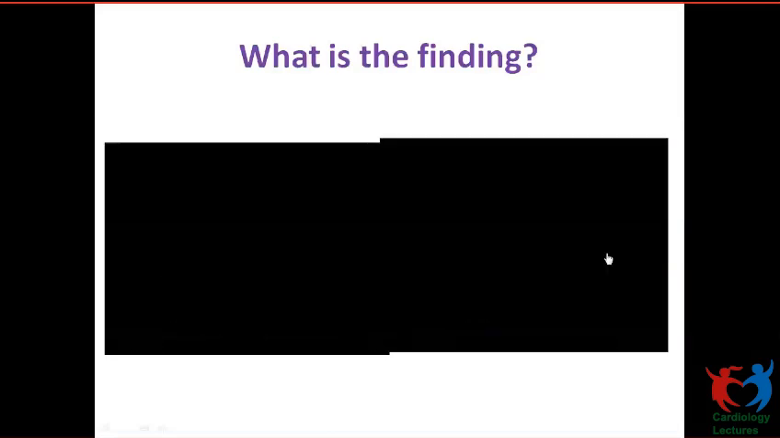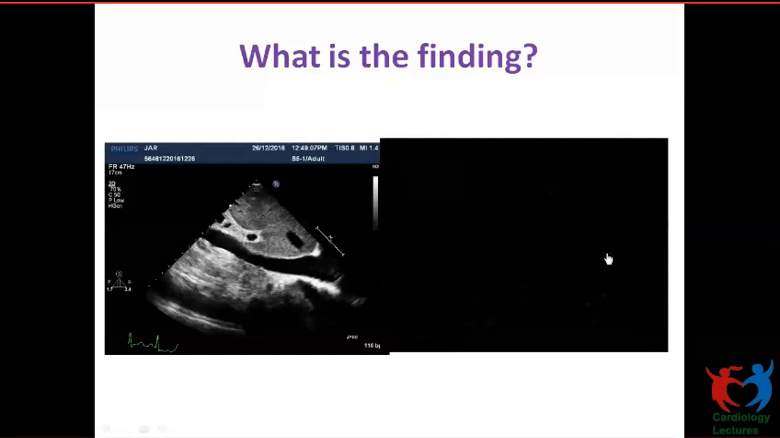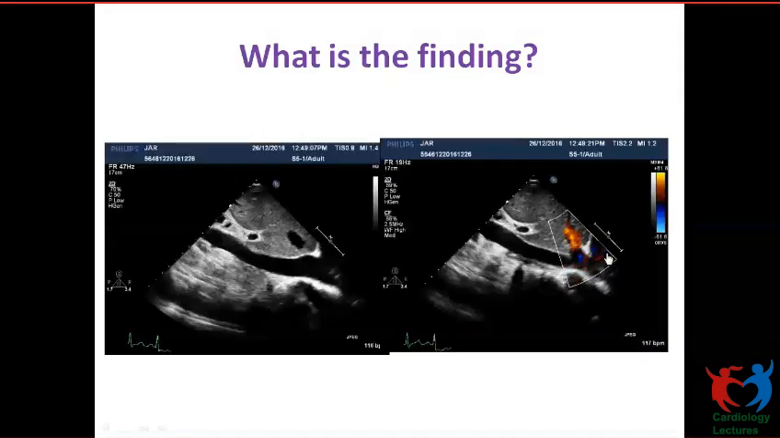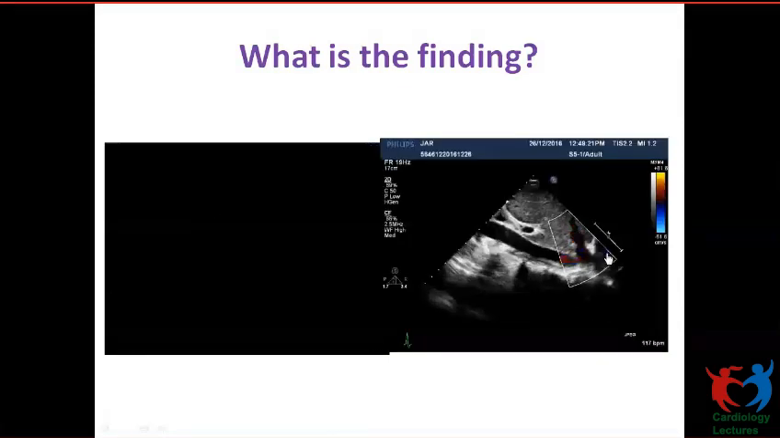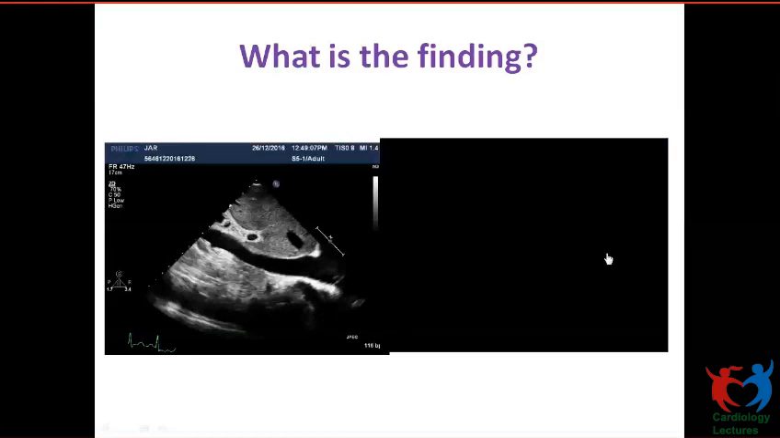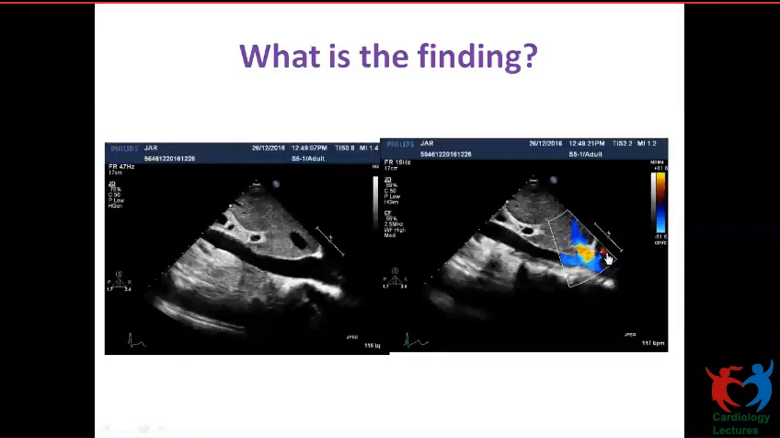IVC and hepatic vein. Very good. What's happening? There is diastolic flow reversal, ma'am. Suppose you don't see this upper portion, see only the lower portion. So what do you think? Anyway, you can make out that this.